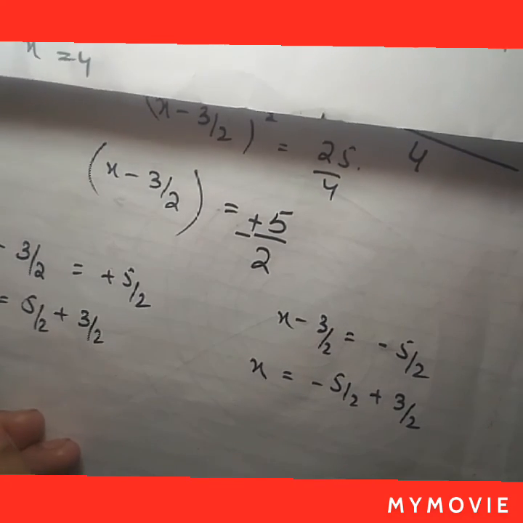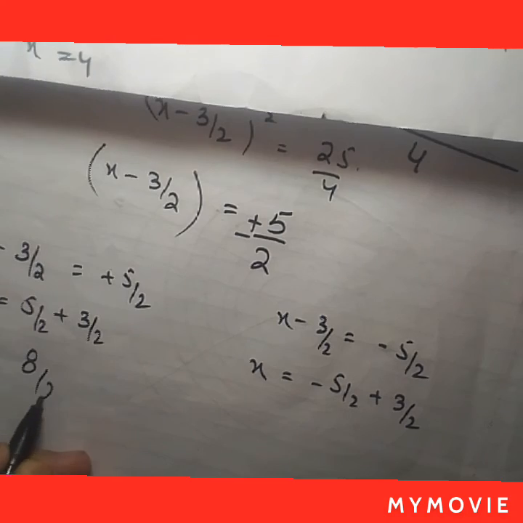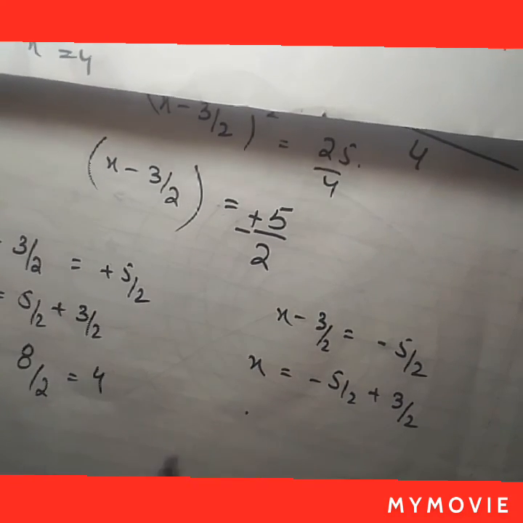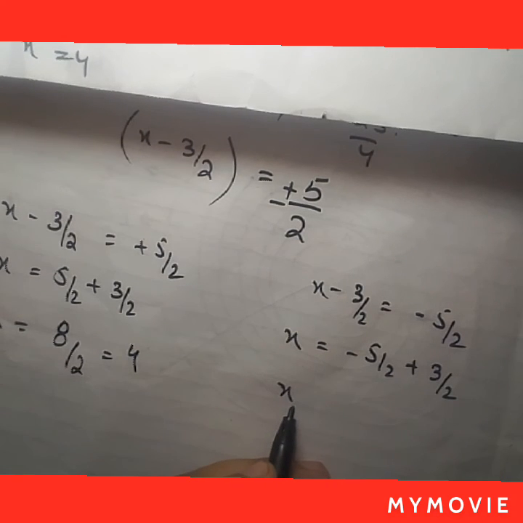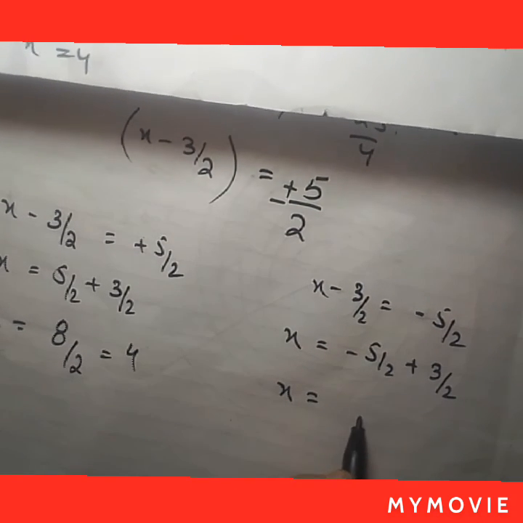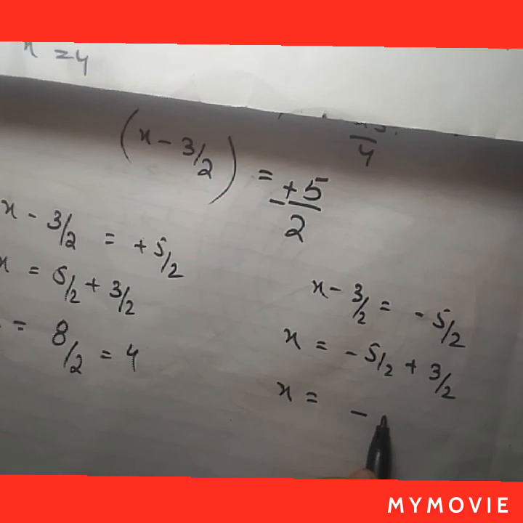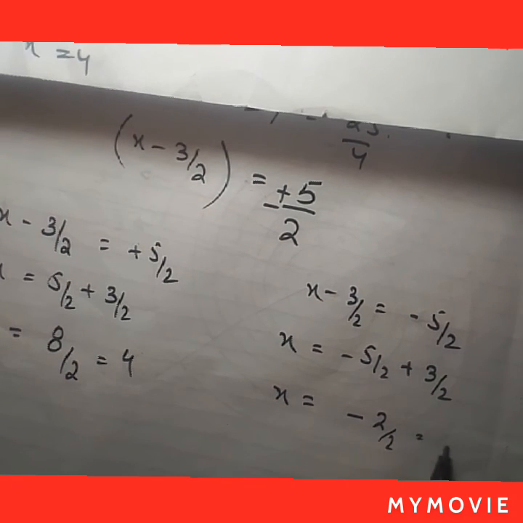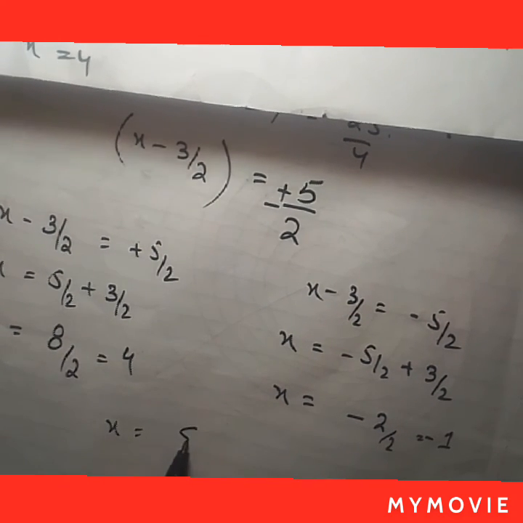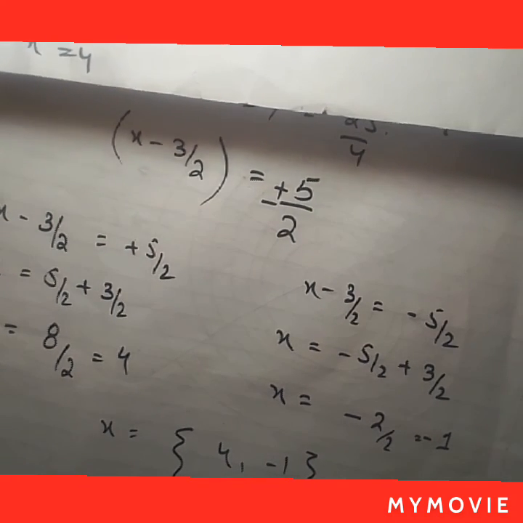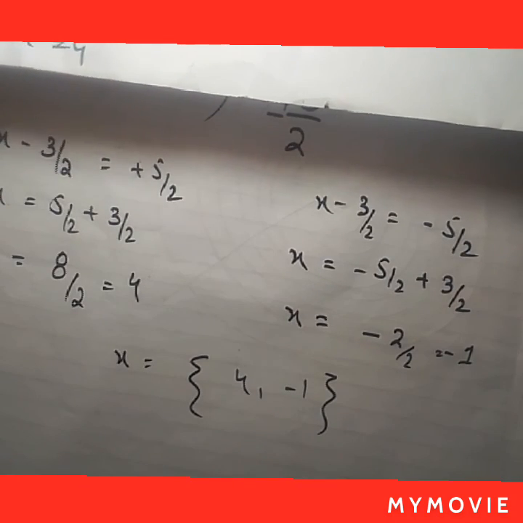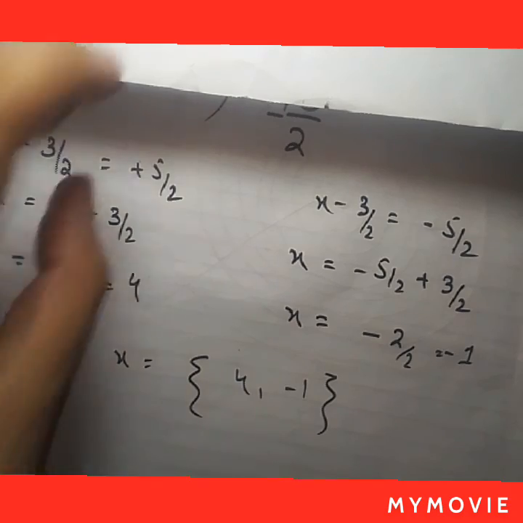Now again the LCM, how to take the LCM, you know that, cancellation gives 4. So x is 4, and x is minus 2 by 2, or minus 1. The solutions of x may be 4 or minus 1. You can also check it in the original question to see what your answer will be.